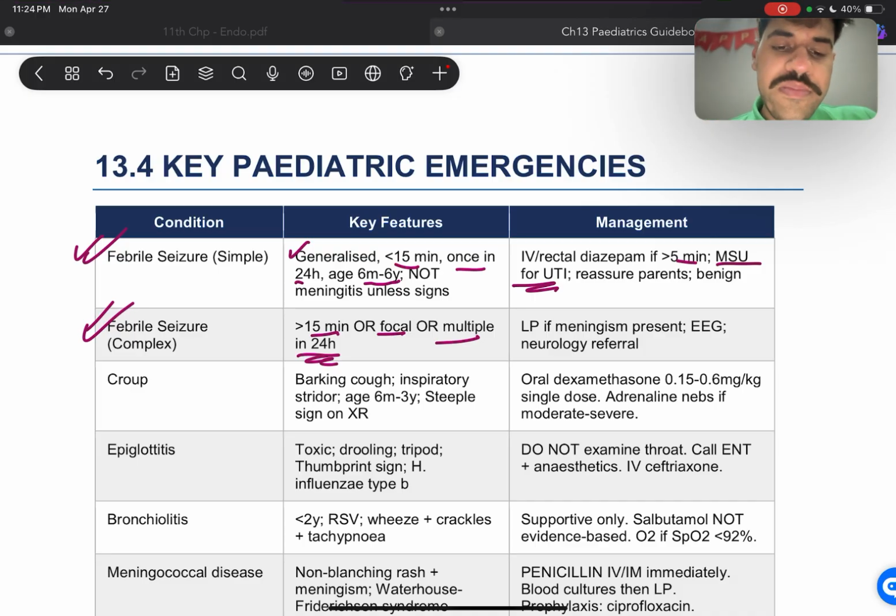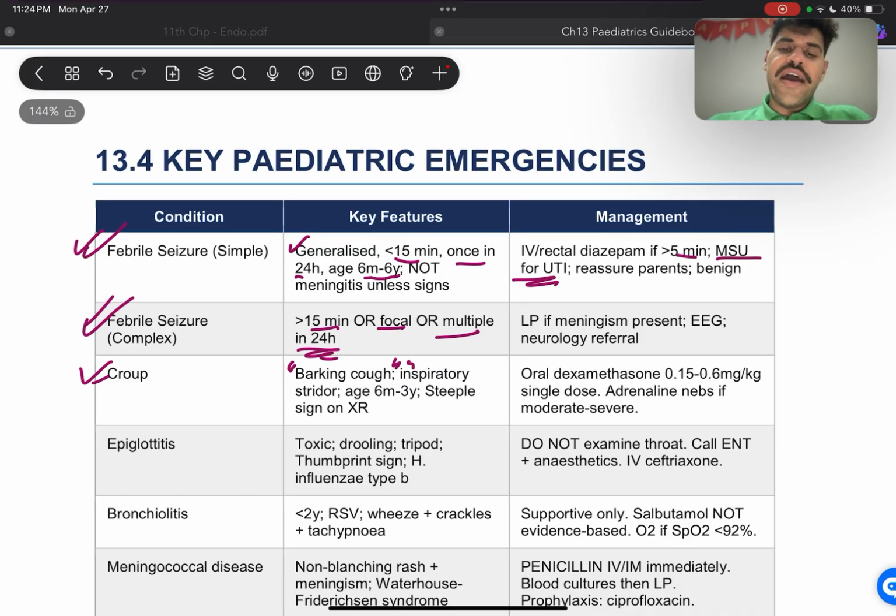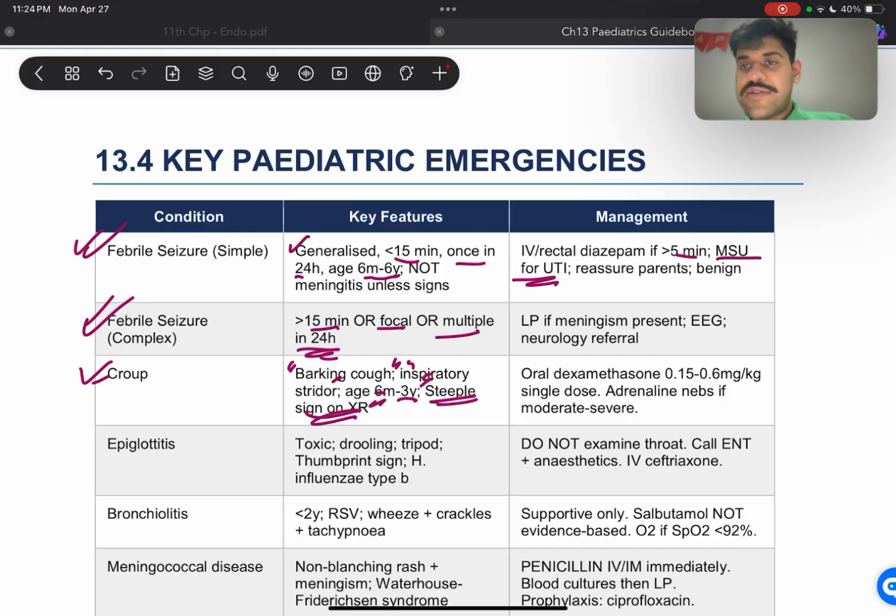Now, croup, this is the most favorite disease AMC loves to ask about. The patient is going to present with a barking cough, inspiratory stridor, and age is 6 months to 3 years. And most important, steeple sign on chest X-ray. All right, because it's inflammatory, we use corticosteroids. We give them oral dexamethasone, which is a single dose, and if it doesn't help, we give them adrenaline nebulization if it's moderate to severe.